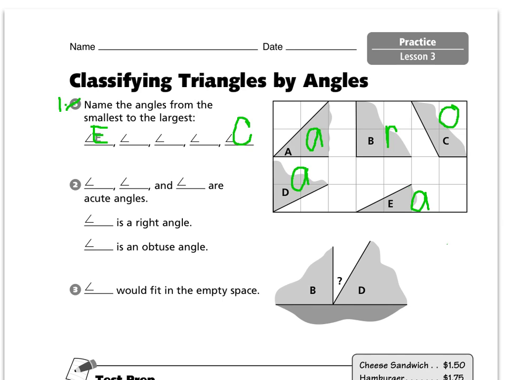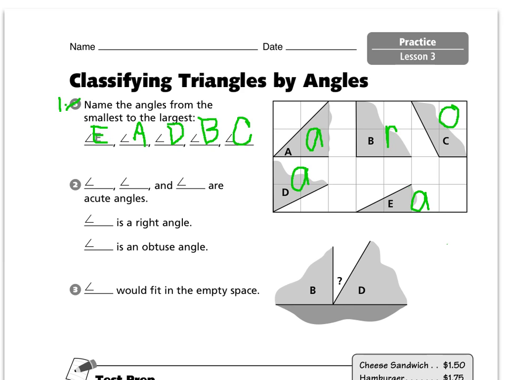So now I need to compare letter D and letter A. If you look at letter D, you can see that it comes up something like that, which clearly means that it is larger than letter A. So I know that letter A comes next, and then letter D. After I've worked with the acute, I can look at the right angles. And there's only one right angle, so I know that it's letter B. And we've already filled in the largest angle, which is letter C.